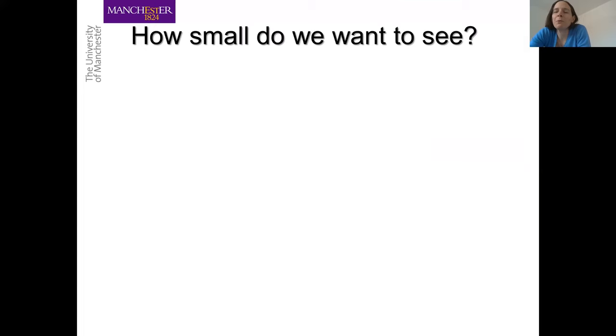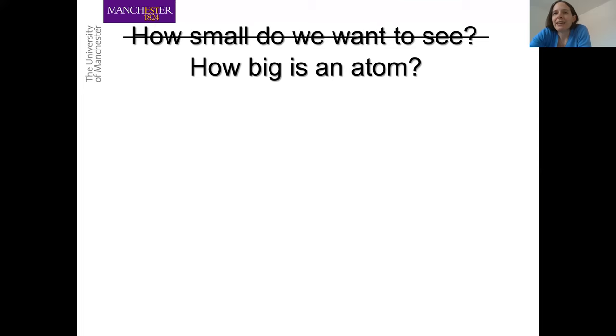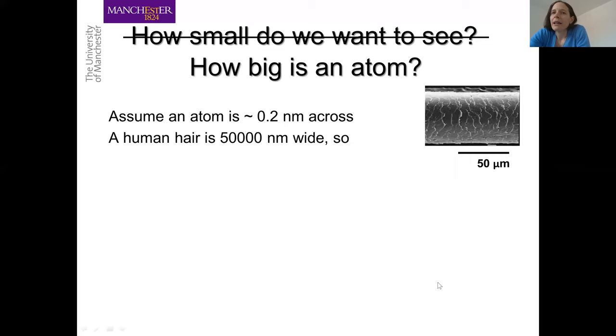Okay, so how small do we want to see? We can rephrase that question into thinking about how big is an atom. Now, to put this into context, if we think about a human hair, it is about 50 micrometers across. And this is a scanning electron microscope image showing a human hair, and this is the diameter of the hair. Now, if an atom is about 0.2 nanometers in diameter, and a human hair is about 50,000 nanometers wide, we can divide one by the other, and you can work out that the human hair is about a quarter of a million atoms in diameter, about 250,000 atoms wide.